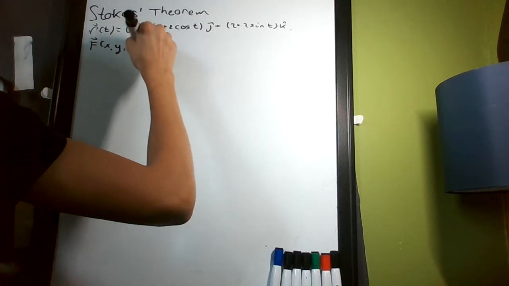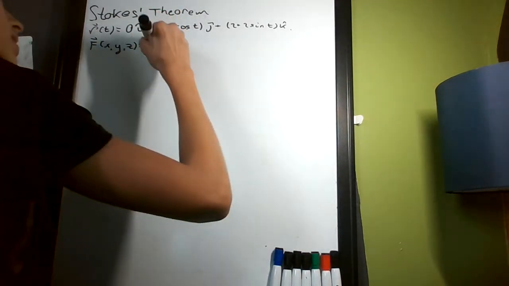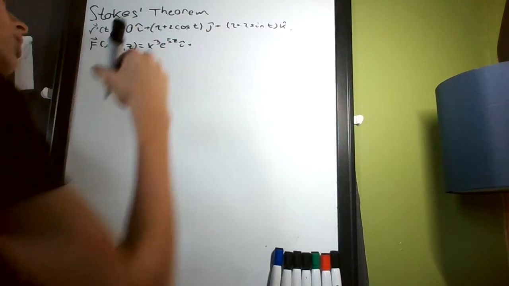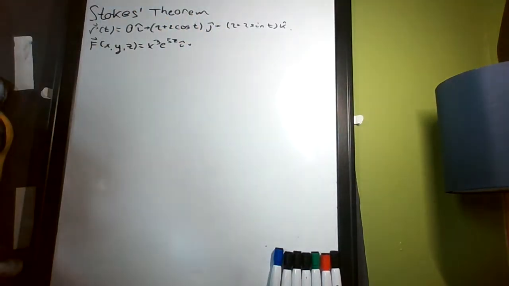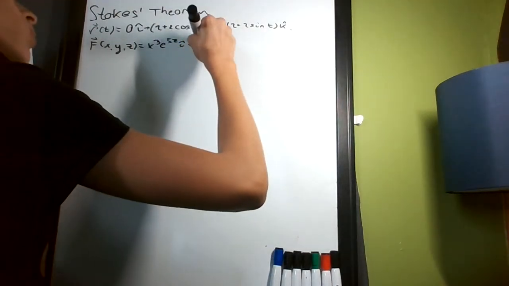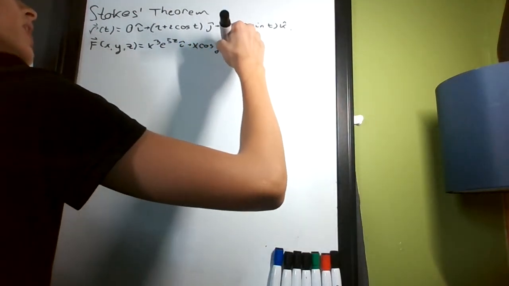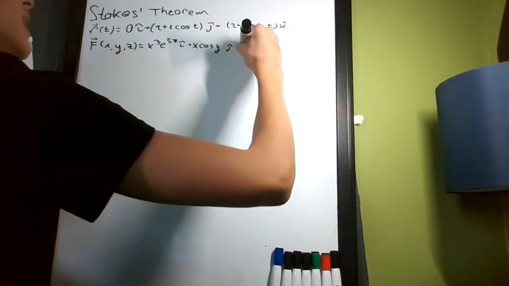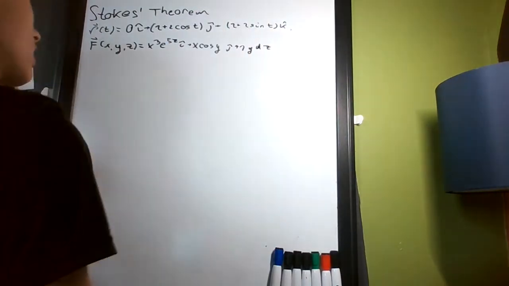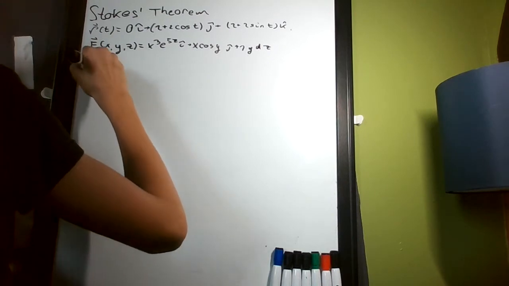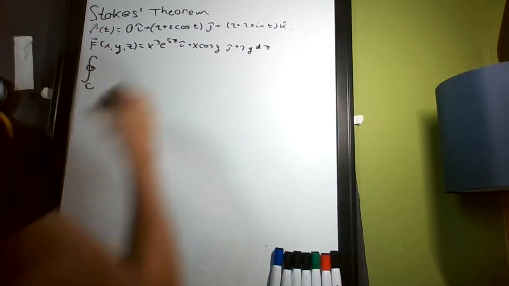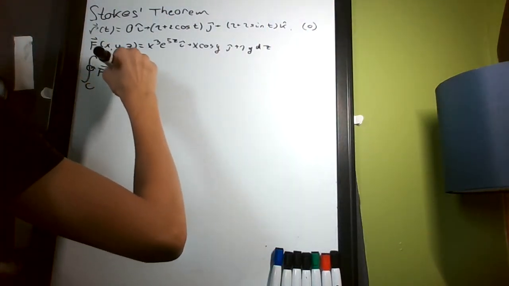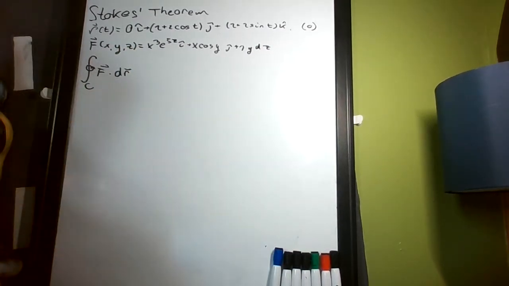And our vector field F is going to be given by, and I'll write it, x cubed e to the 5z i hat plus x cosine y j hat, and then the other one is just going to be a simple 3y k hat. I want to figure out the line integral on this closed curve C, F dot dr. So let's just do it normally.